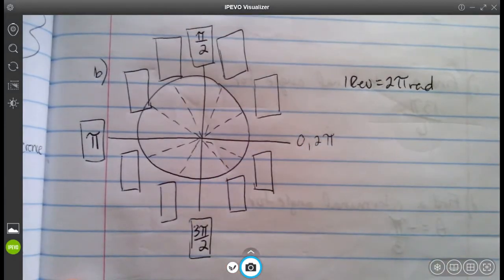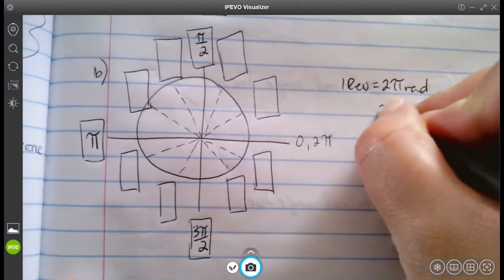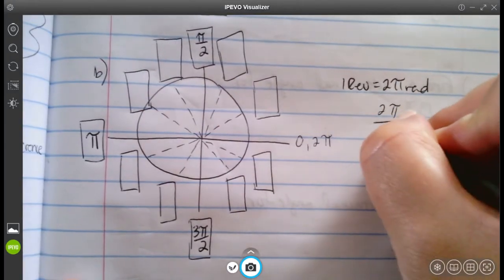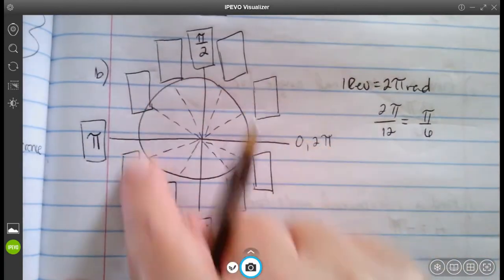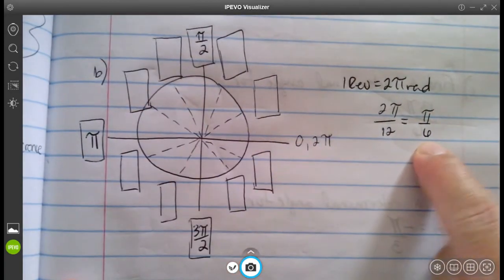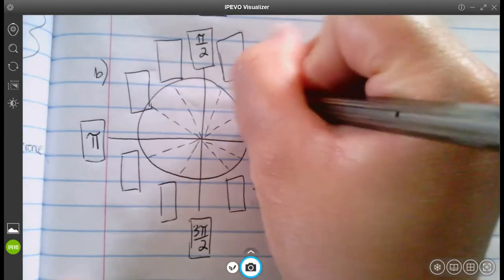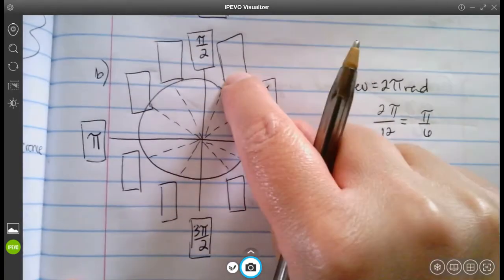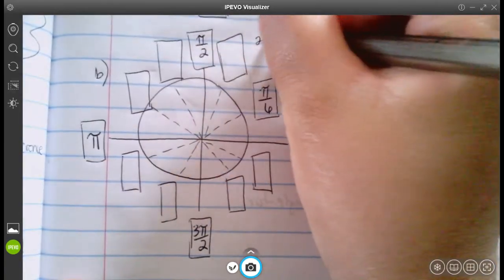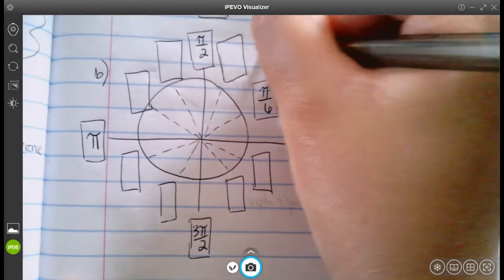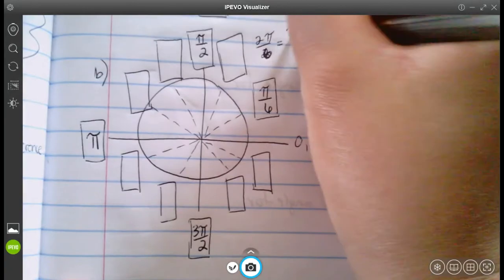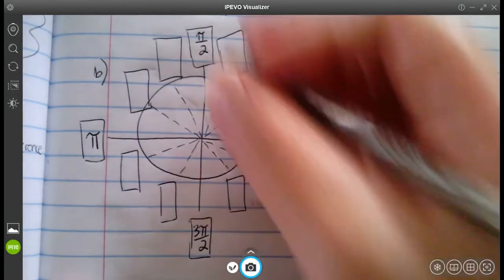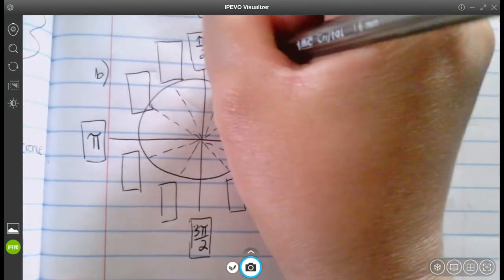Okay, and we know that this is in 12 pieces, so 2 pi divided by 12 is going to be pi over 6. So that means that each of these little ones is going to be going by pi over 6. So this first one is pi over 6. This one right here is going to be 2 pi over 6. Oh, pi over 6, but that reduces, 2 pi over 6 you can reduce to 1 over 3, or pi thirds. So this is pi thirds.